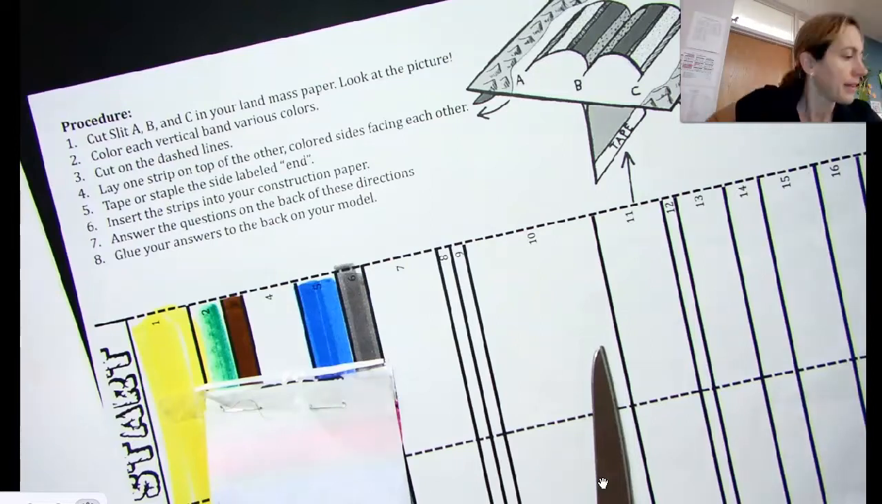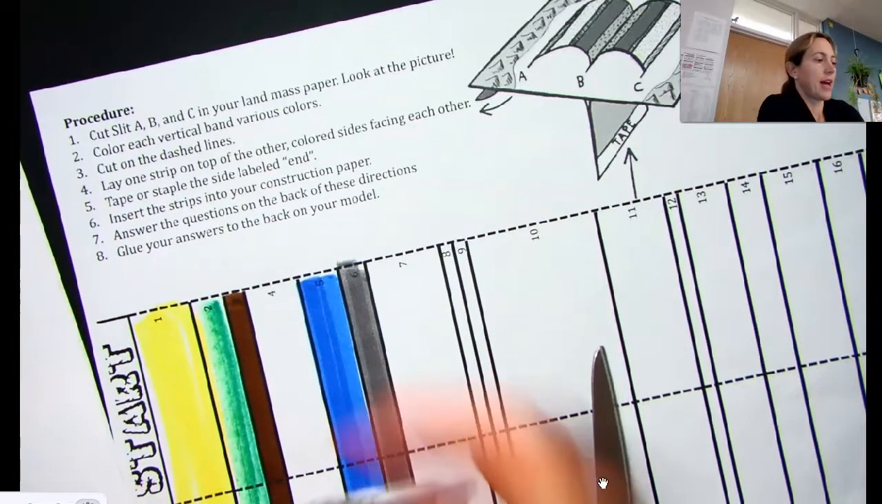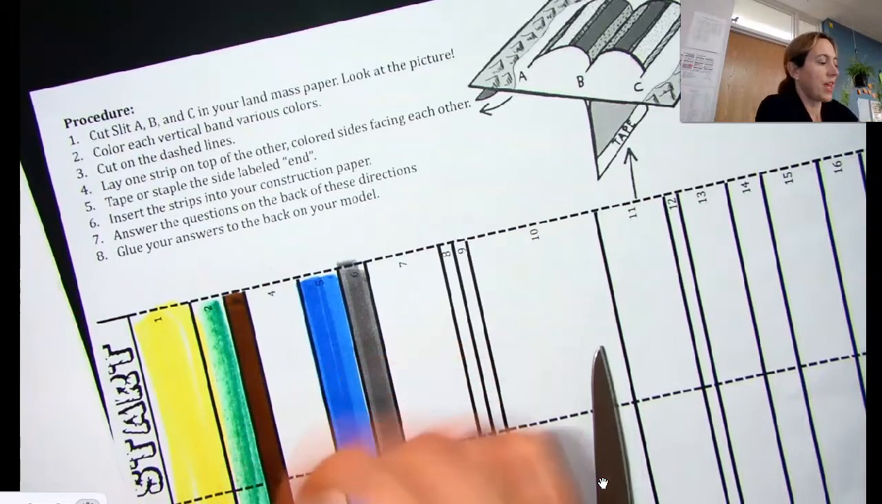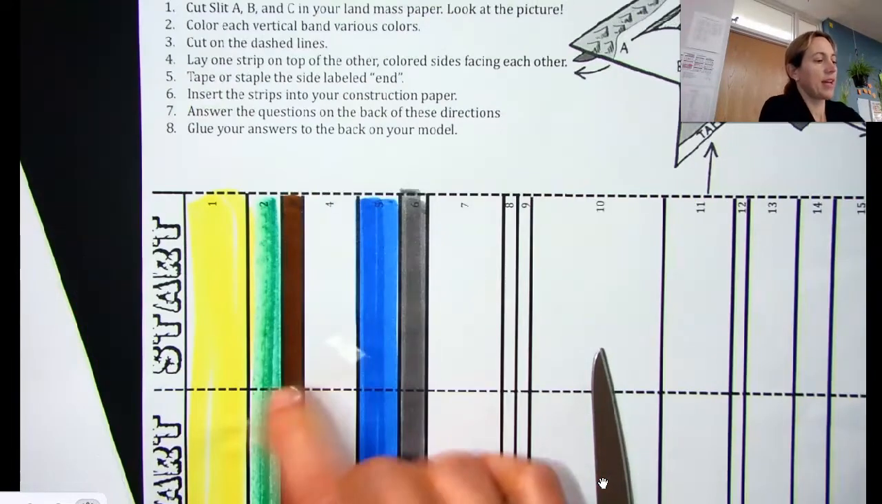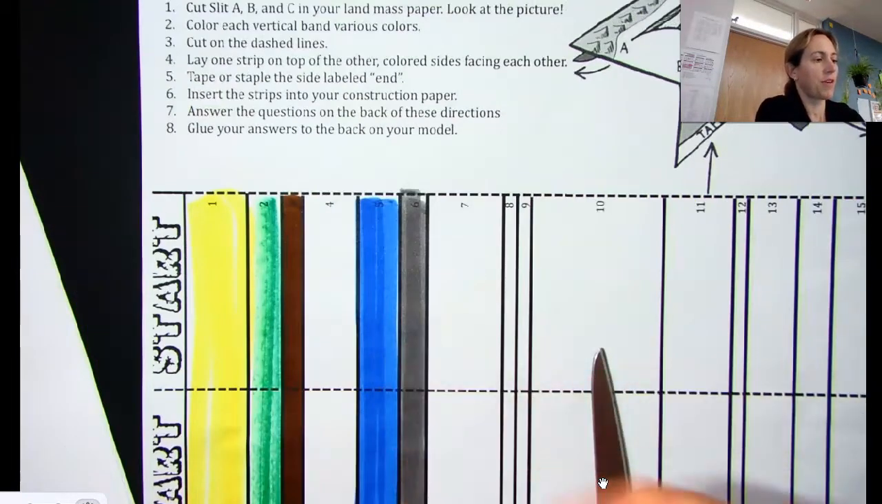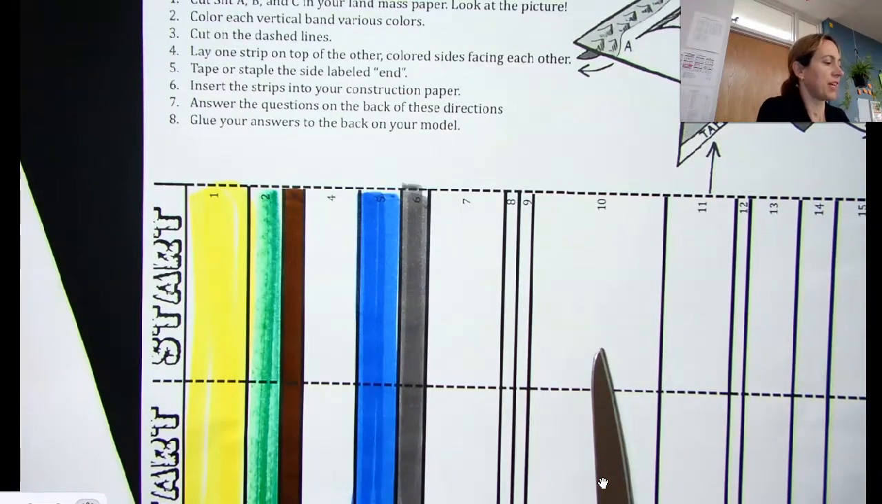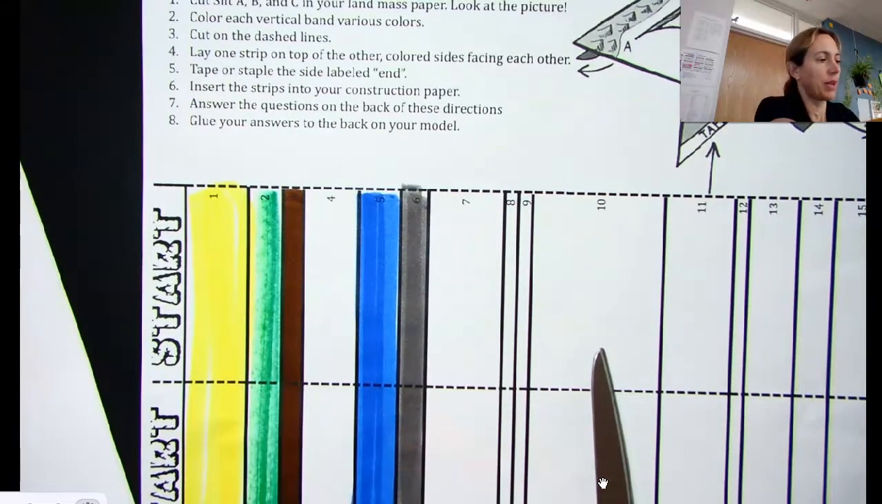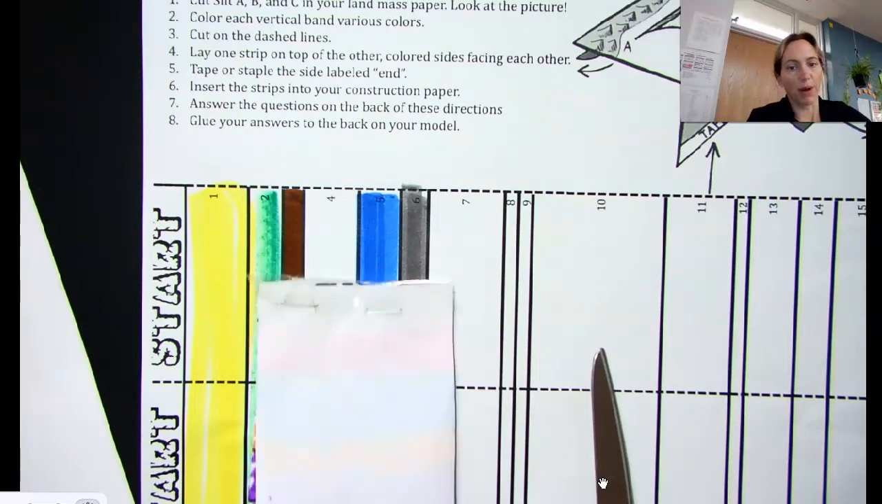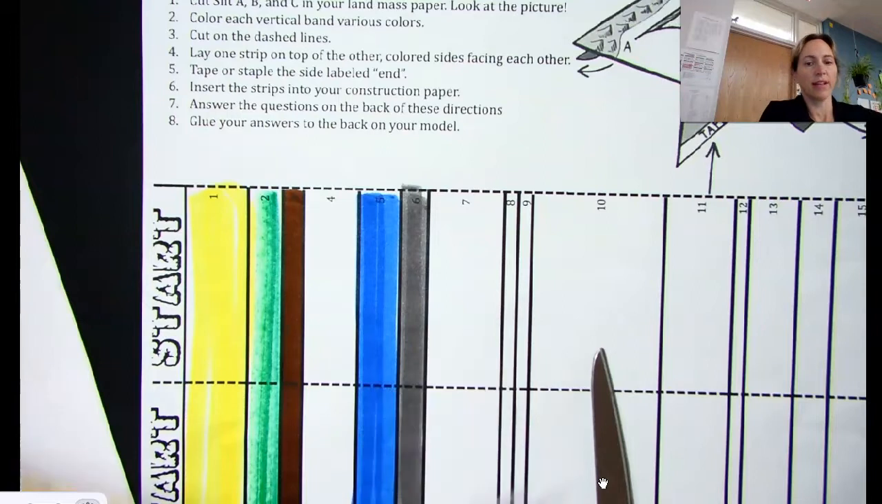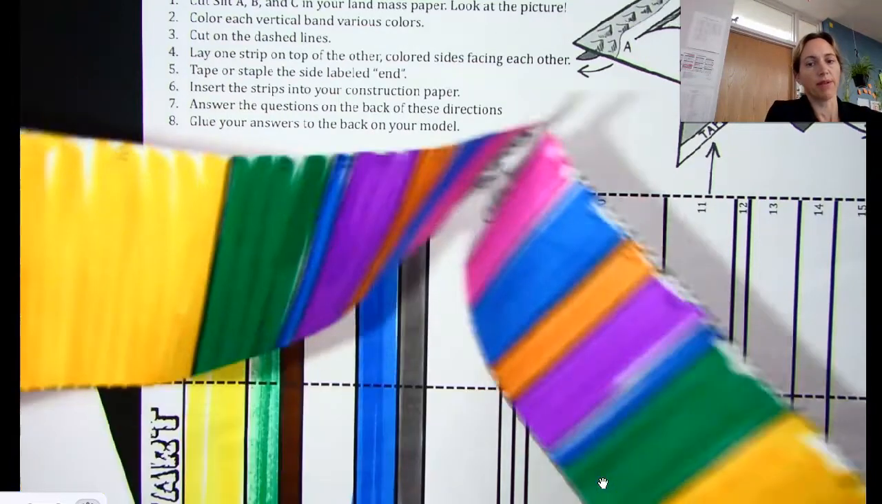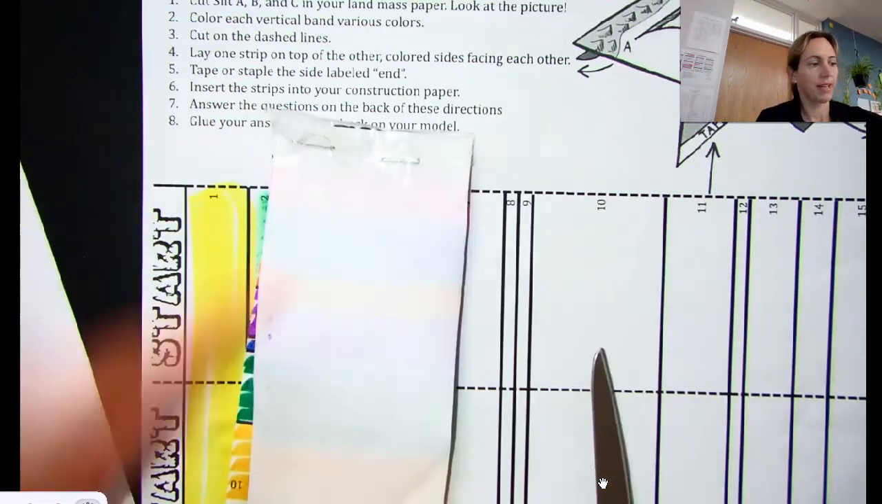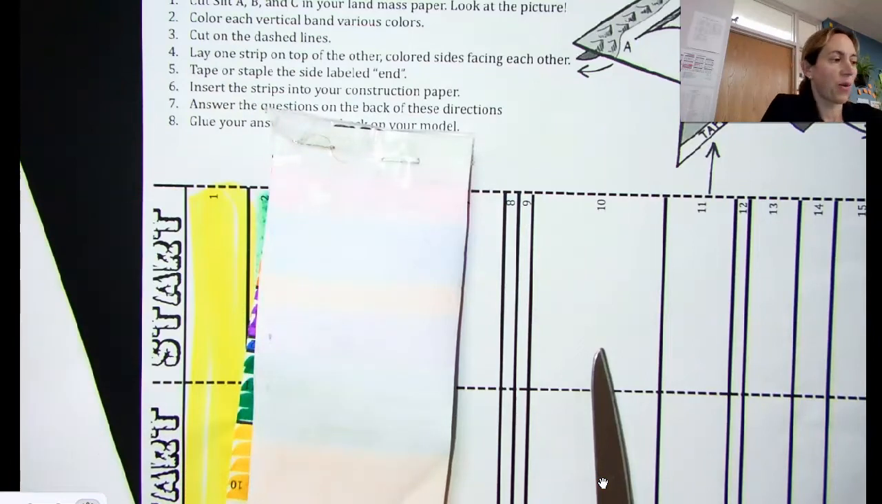Got my tape. And I am just going to tape them together. And it's just so that they don't fall apart. Put a couple different pieces of tape on there. If you have your own stapler or something, you could staple them if you want. There we go. So I've got my ends taped like that. Okay, tape. Now what do?